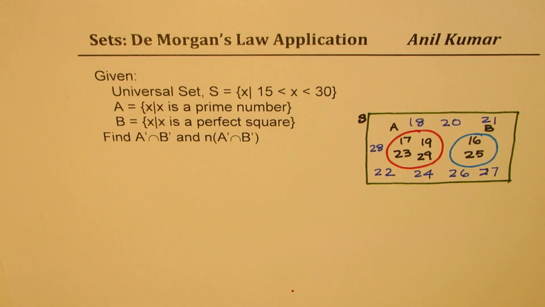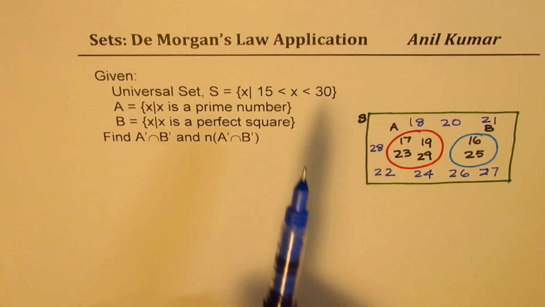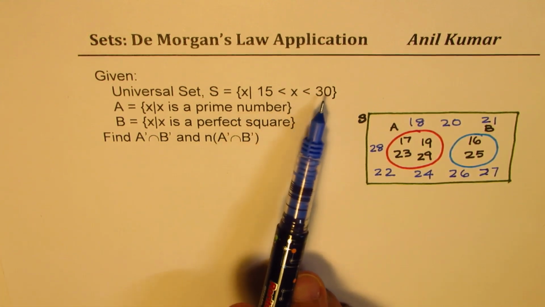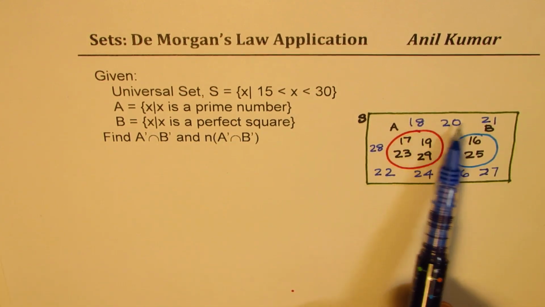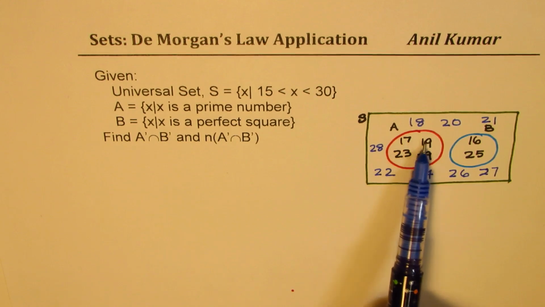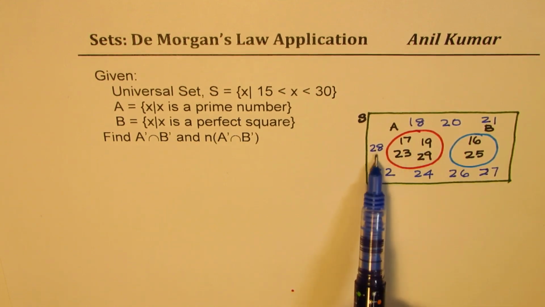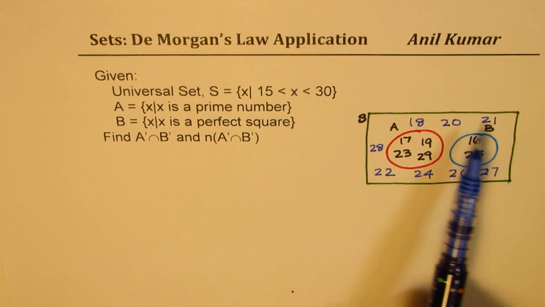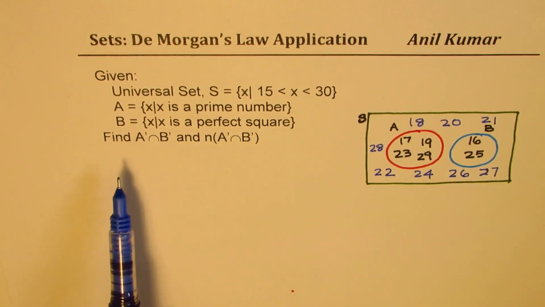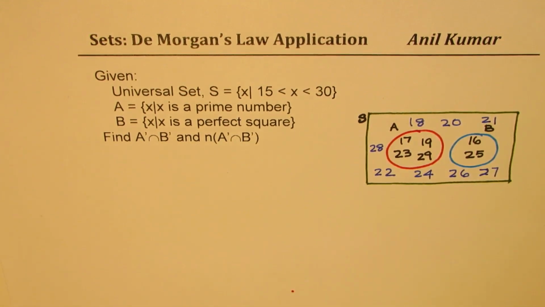So how many numbers do we expect in all? We expect 30 minus 15 minus 1, 14 numbers. Let's count. 1, 2, 3, 4, 5, 6, 7, 8, 9, 10, 11, 12, 13, 14. So we have considered all the numbers. Now look into what is required.